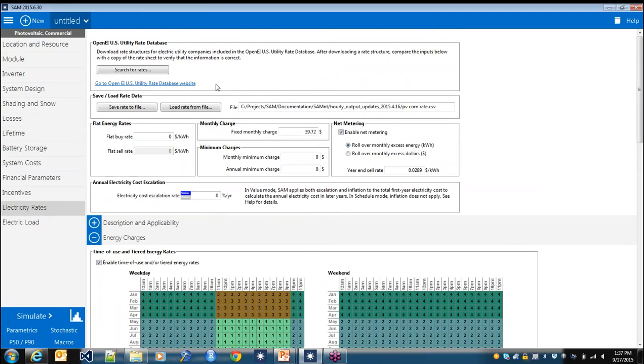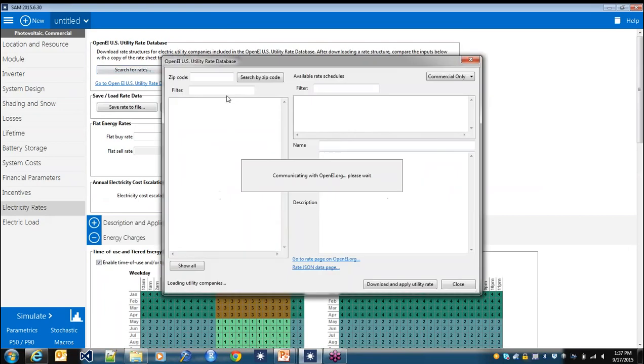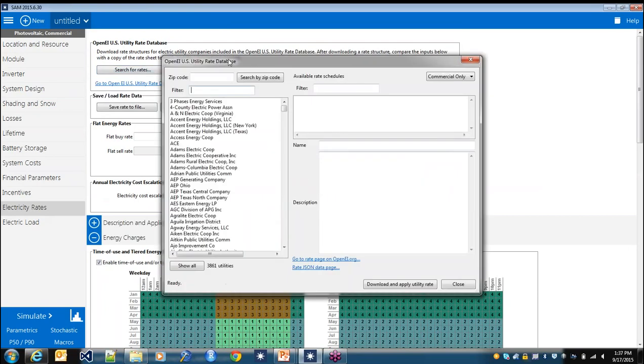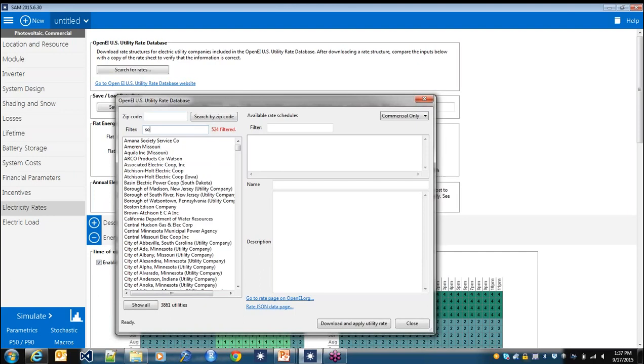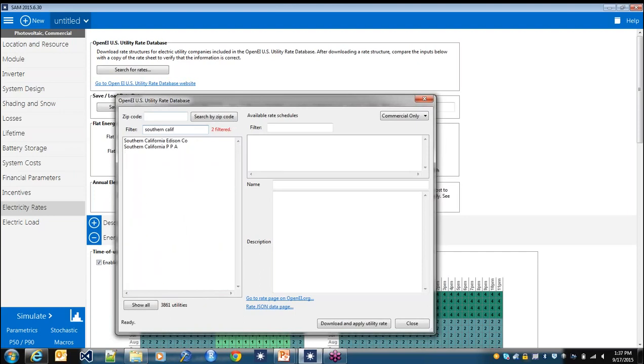This is one of the most important pages, in my opinion. For behind the meter storage, you need to know the utility rate. We're in Los Angeles, so I just click this button, search for rates at the top, one of the most useful buttons in SAM. You just look up Southern California Edison.